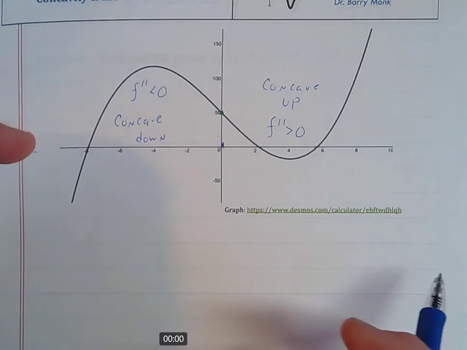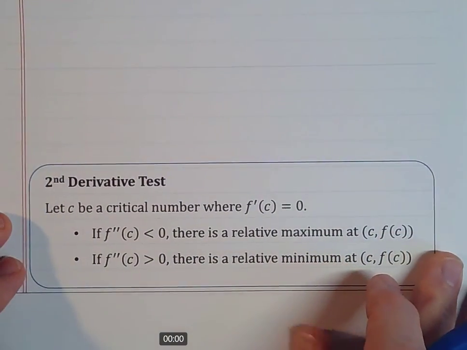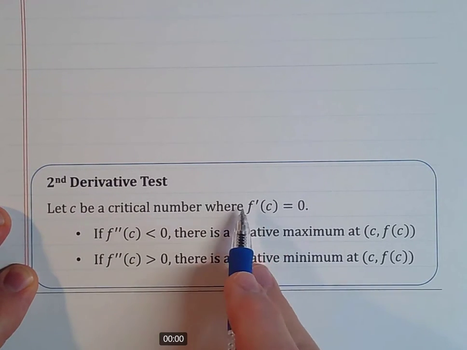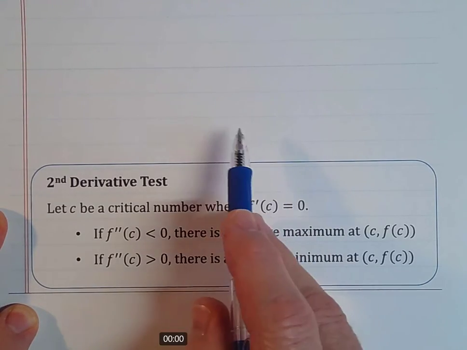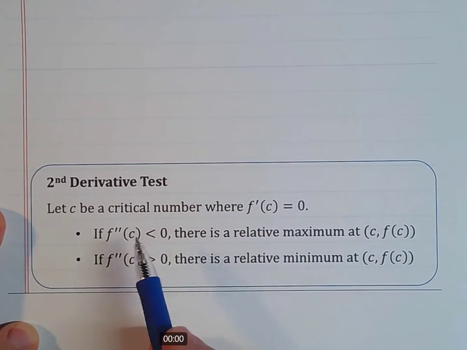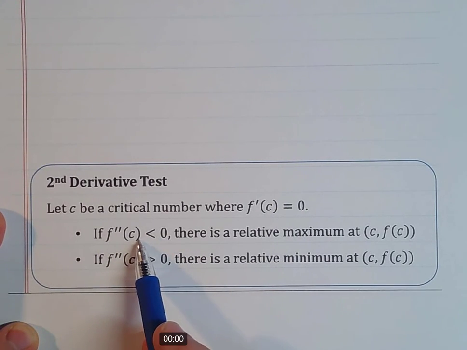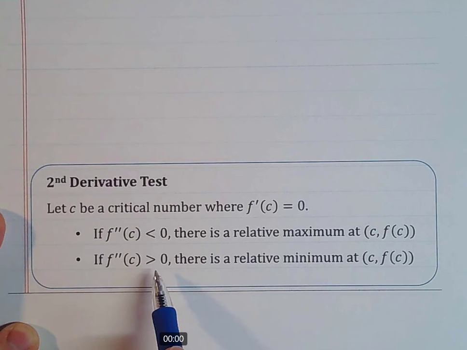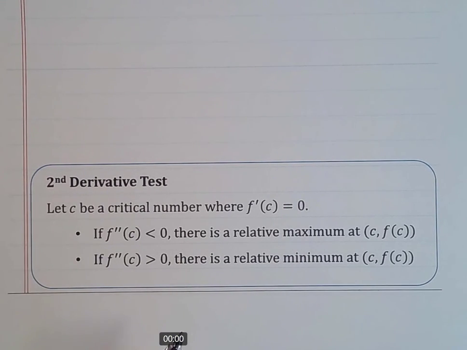So let's talk about something called the second derivative test. Let's start off here by saying we've got a c, which is a critical number, where the first derivative is equal to 0. Now remember, what that implies is that you've got a horizontal tangent line. And if the second derivative is negative at c, then there's a relative maximum at that point. And if the second derivative is positive at c, then there's a relative minimum at that point.